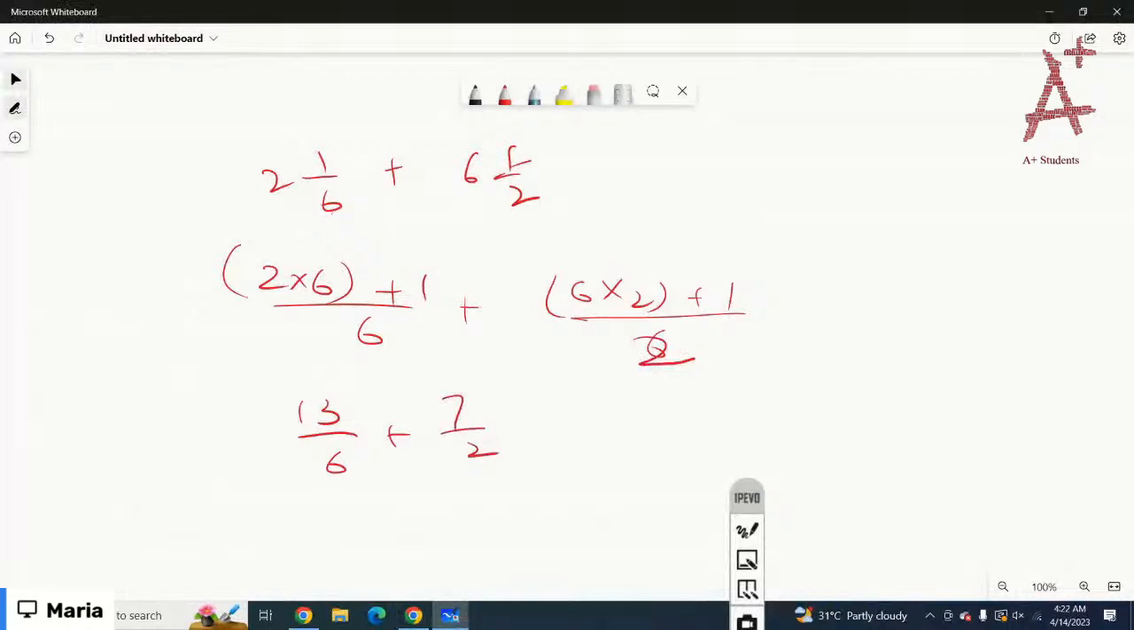Now you have to get a common denominator. You have to multiply this 2 by the number that makes 6. So 2 times what number is 6? 2 times 3 is 6, so let's just multiply this fraction by 3. So it would be 13 over 6 plus 3 times 7 is 21 over 6. Now they have like denominators, simply add. It would be 34 over 6.